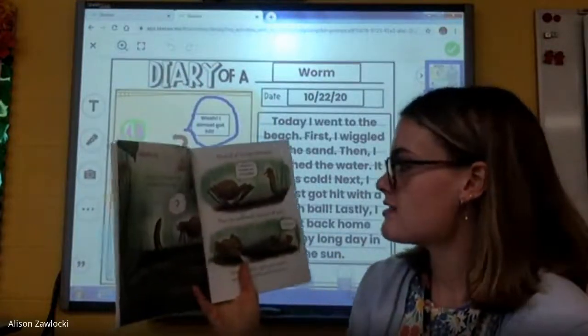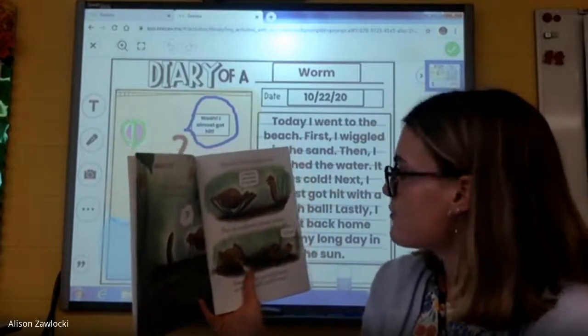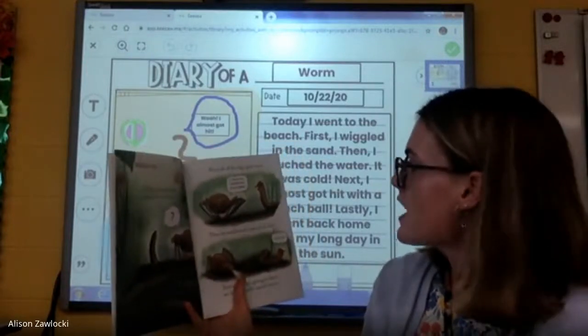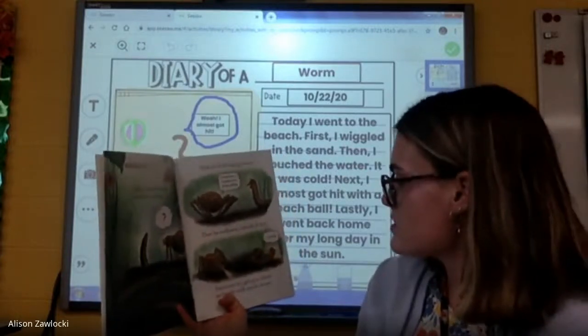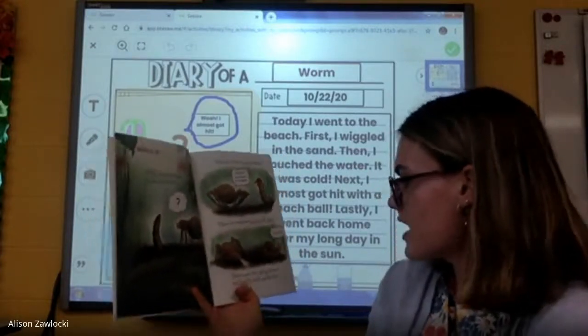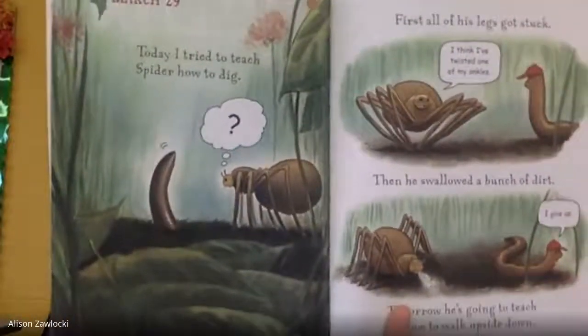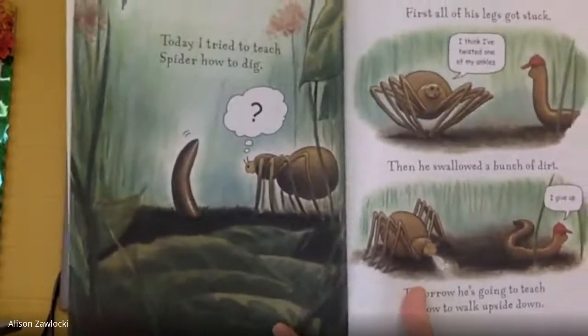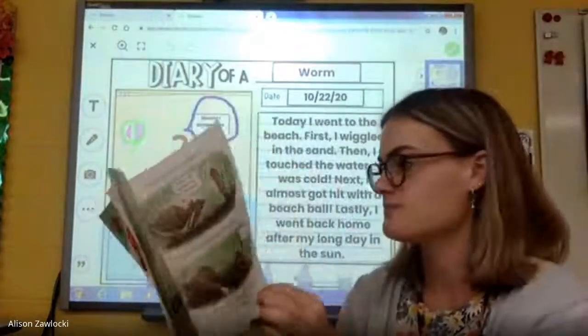March 29th. Today I tried to teach Spider how to dig. First of all, his legs got stuck. I think I've twisted one of my ankles. Then he swallowed a bunch of dirt. I give up. Tomorrow, he's going to teach me how to walk upside down. So the worm has some friends. We learn on this page from his perspective that he tries to teach the spider how to dig.